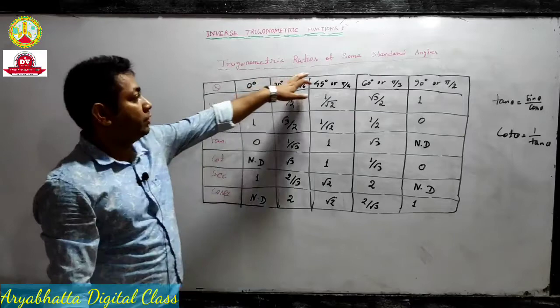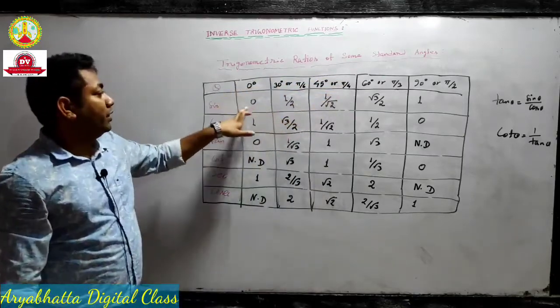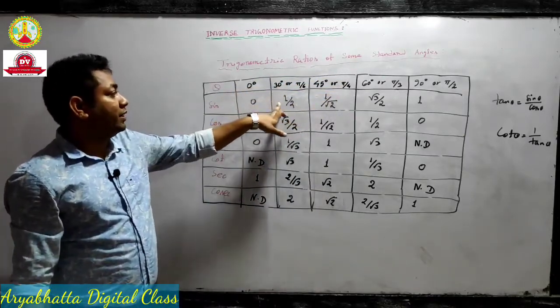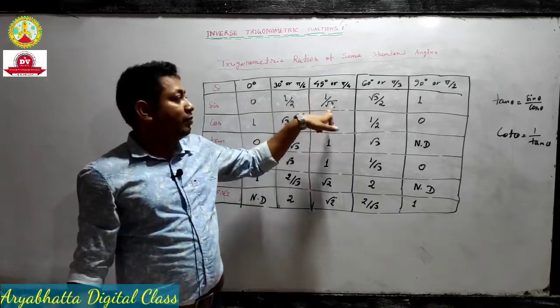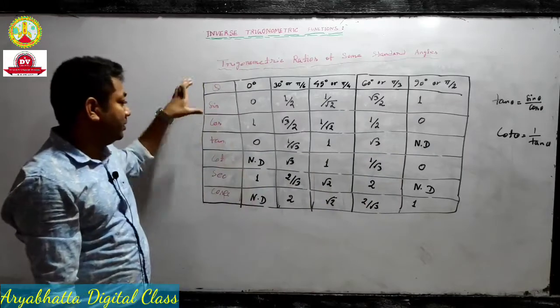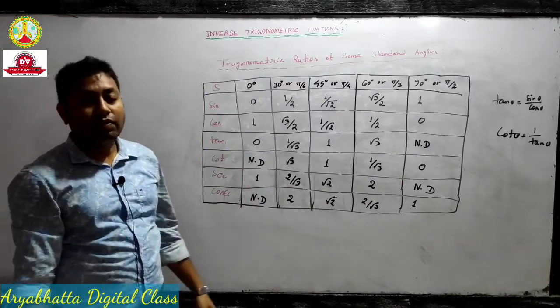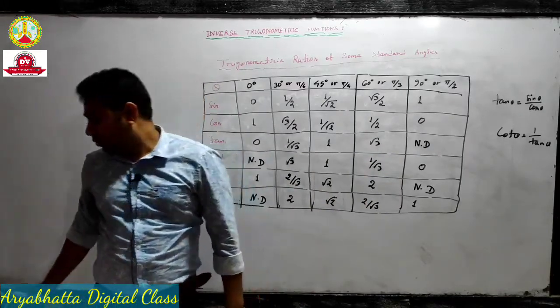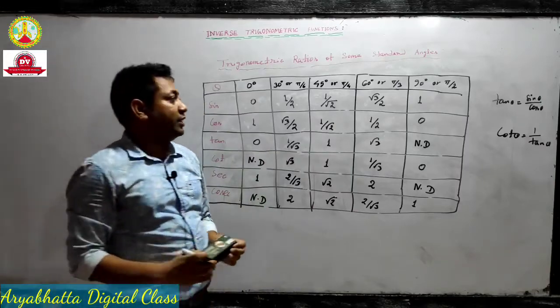The trigonometric ratios of some standard angles: sin 0 degree equal to 0, sin 30 or pi by 6 equal to 1 by 2, sin 45 degree equal to 1 by root 2, sin 60 equal to root 3 by 2, and sin 90 degree equal to 1, and so on. Now we will discuss some numerical problems from exercise 2.1.